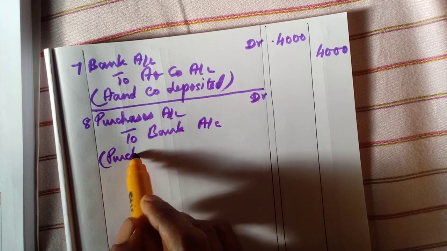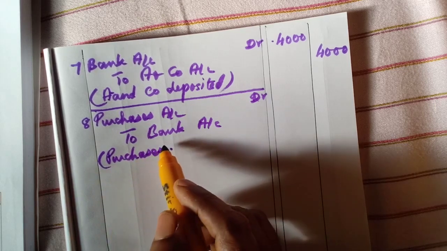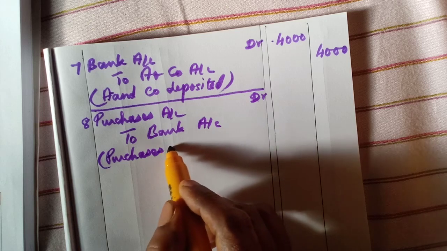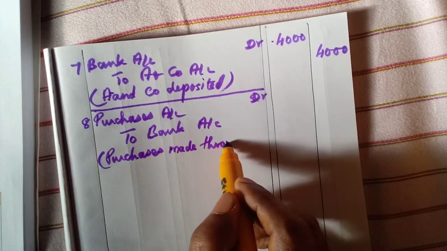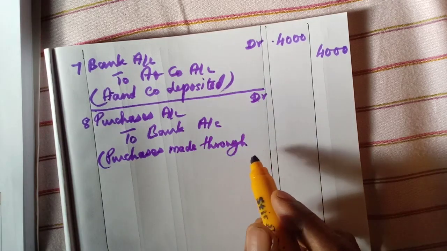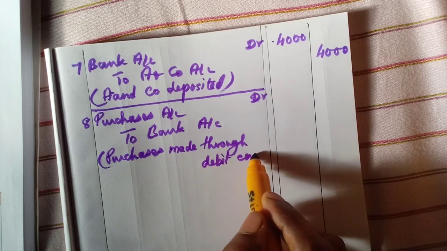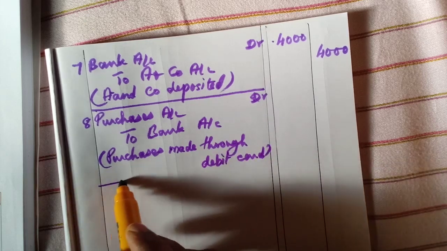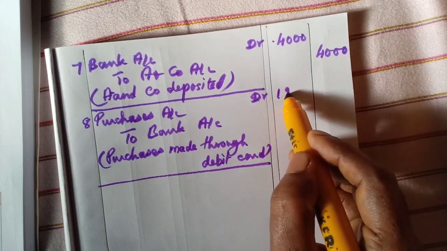Purchases made through debit card. Simply we can write purchases made. One short information about that, the journal you have to write. Okay, 12,000.